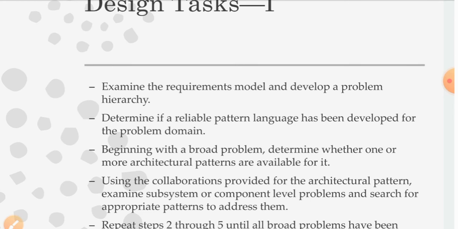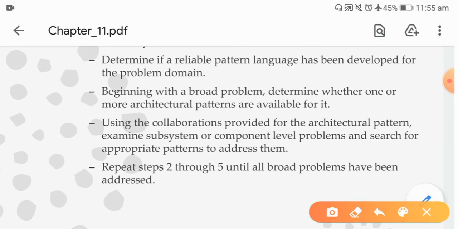Determine if a reliable pattern language has been developed for the problem. That is, first of all, you should design a reliable language for your pattern. Then, beginning with a broad problem, determine whether one or more architectural patterns are available for it. So for that you should design the criteria. No two people should have the same card number, and no two people should have the same card number and the same user ID and password. So these are the criteria you should describe in your hierarchical pattern.